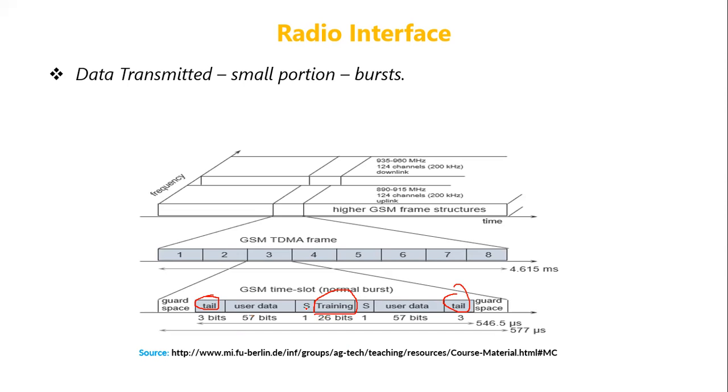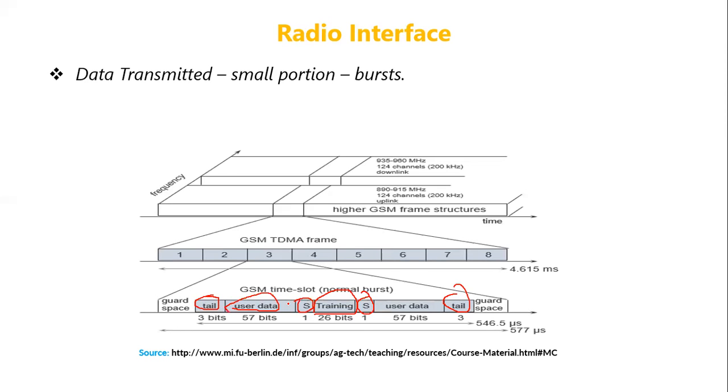Similarly, there are S bits. Basically, this S is a flag. A flag S indicates whether the data field contains user or network control data. Here is a flag S, and here is another flag S, each of 1 bit length. There are two user data fields of 57 bits. So this S bit says whether the data bits contain user data or network control data. That is represented using the S bit.